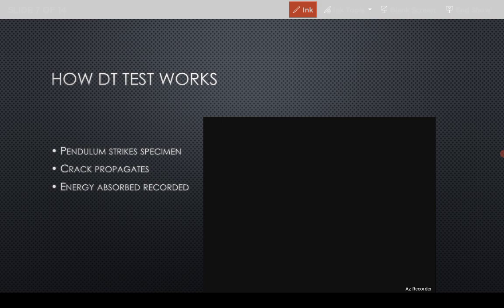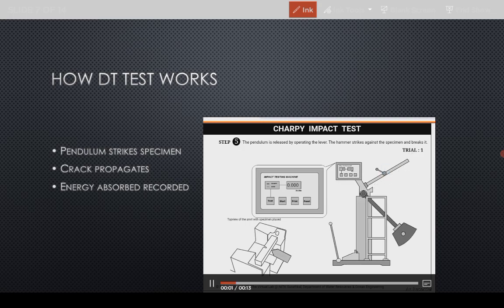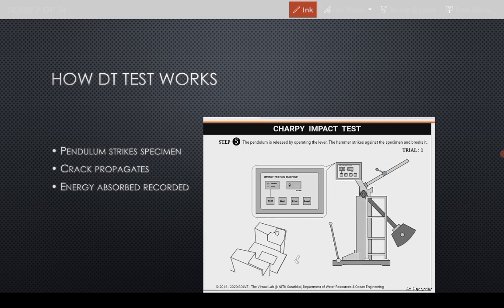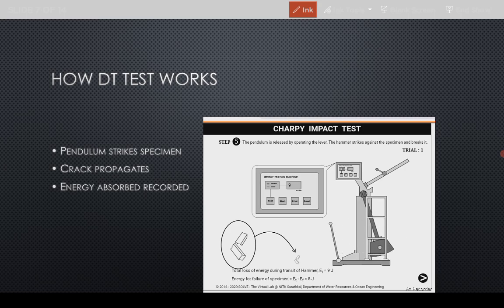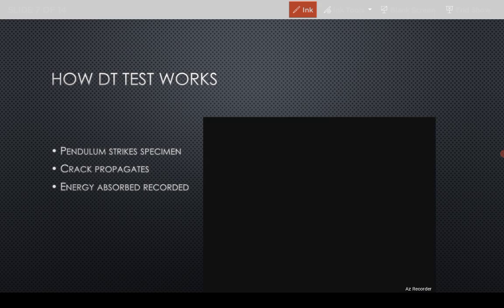What's the difference between Charpy and DT test? The same pendulum type machine is used in the DT test, but here it is much heavier. The Charpy testing machine handles up to 240 foot-pound limits, while the DT test machine can handle a capacity of 10,000 foot-pounds. The pendulum strikes the notched specimen. The crack propagates across the width. Energy absorbed is the main value that we record in this test, which gives the ductile or brittle behavior.